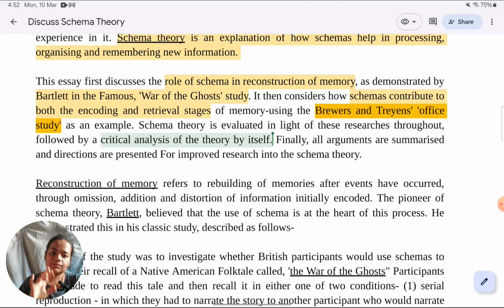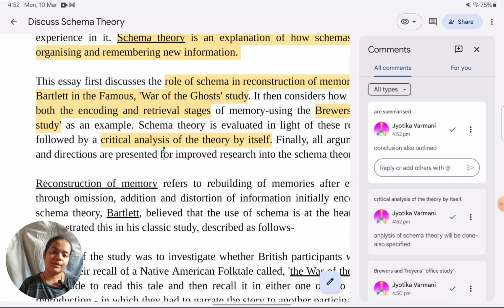So this also counts as a merit of the introduction. Finally, what will come up in the conclusion, that is also outlined. All the arguments are going to be summarized and direction for future research will also be presented. So that's what the conclusion is going to look like. So far, whatever we have seen in the introduction, you can think of it as you're giving a preview to the examiner of what is going to come in the essay ahead.